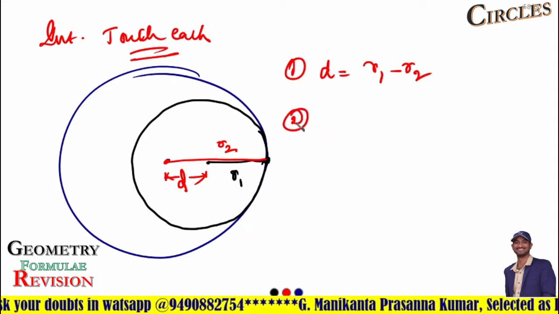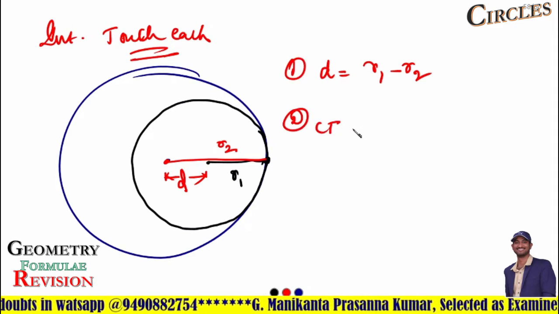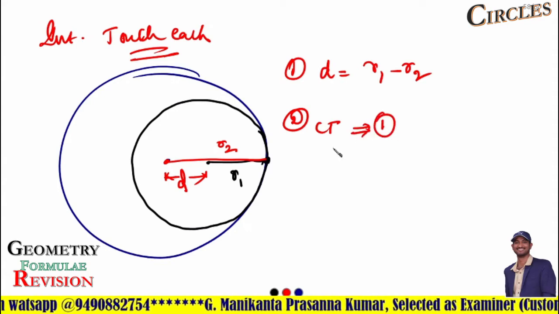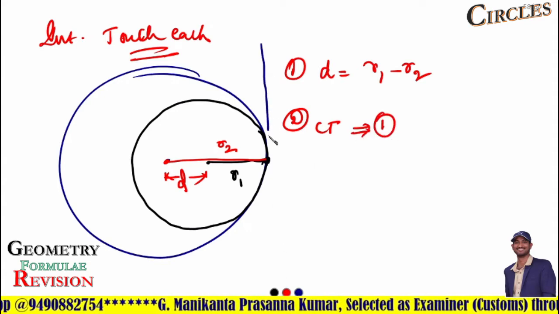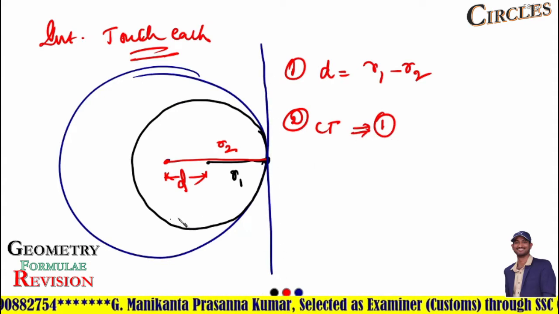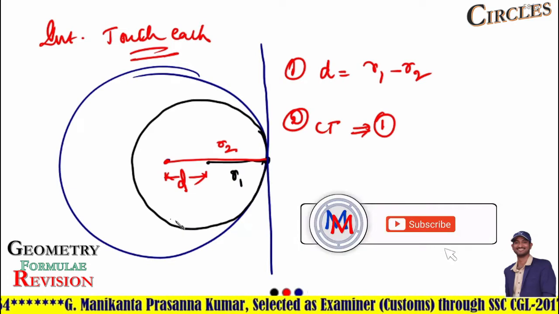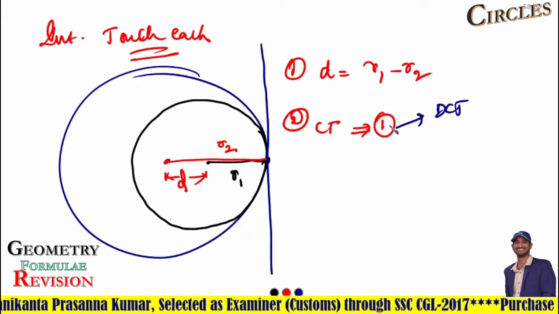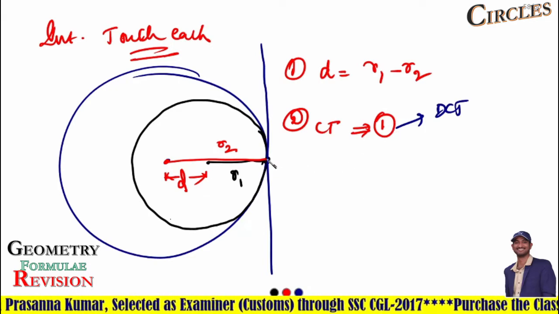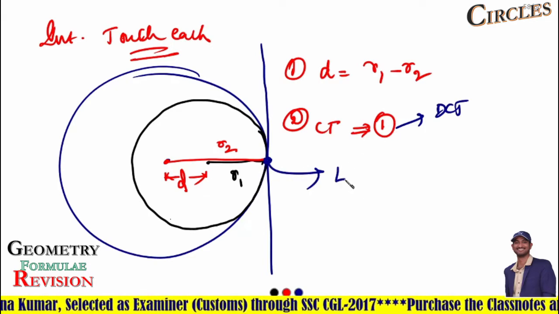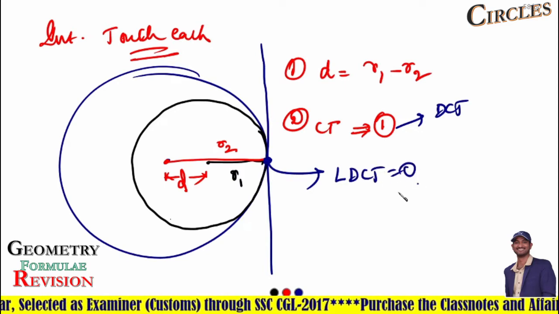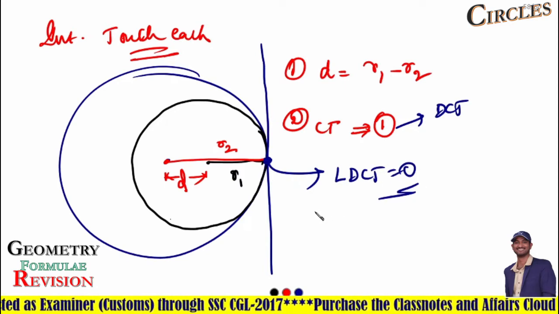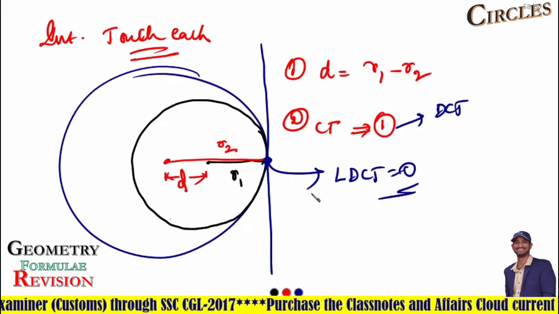Next, the number of common tangents is only one. This is the one common tangent, and the circles lie on the same side of the tangent. That's why this one tangent is a direct common tangent, with no transverse common tangents. And what about the length of this direct common tangent? The point. So LDCT is 0. Length is 0.